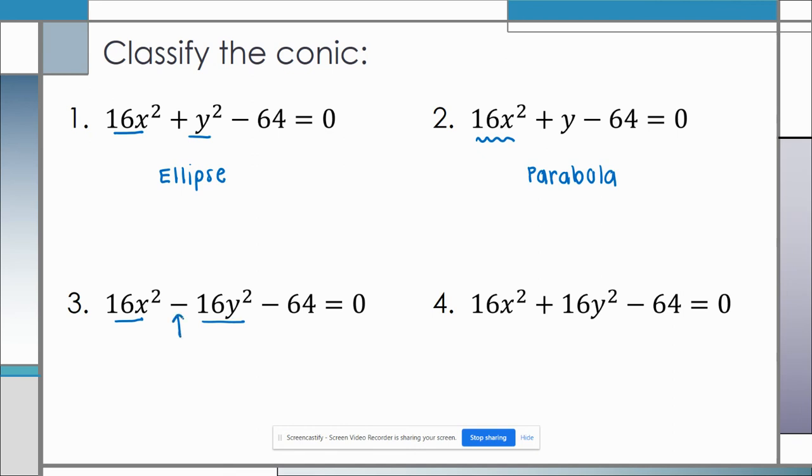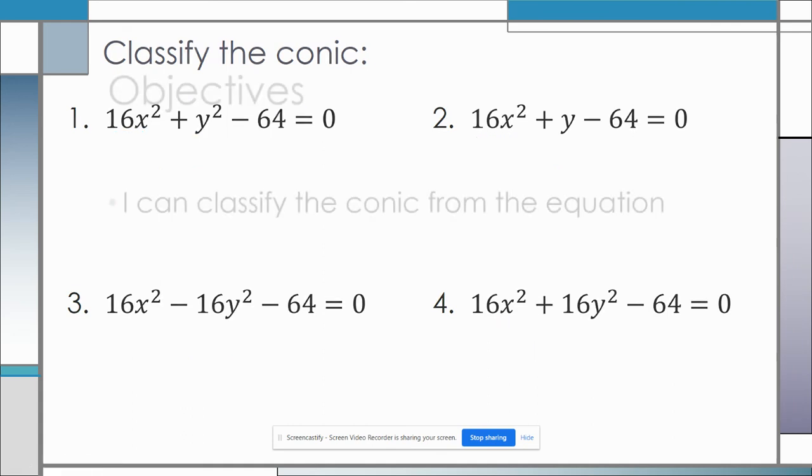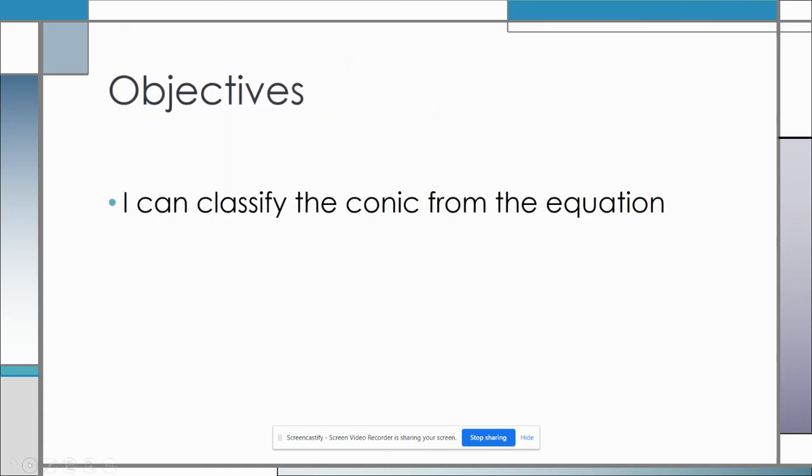However, the sign that is between them is negative. So since one of them is positive and one of them is negative, I don't care what the numbers are in front, we have a hyperbola. And in the last one, I have two squared terms. They are both positive and they have the same number in front. So that means that we have a circle. And that's us identifying and classifying conics based off of the equation.